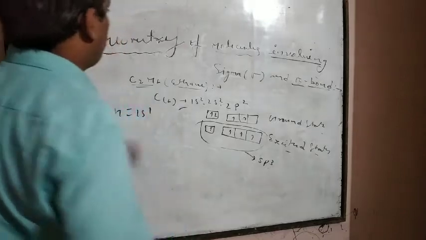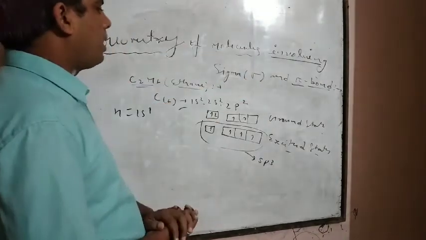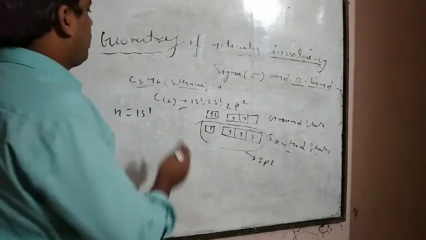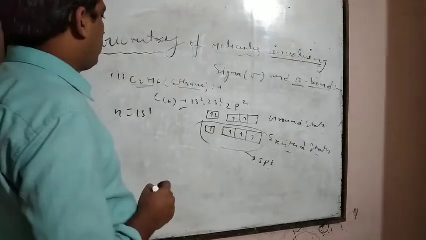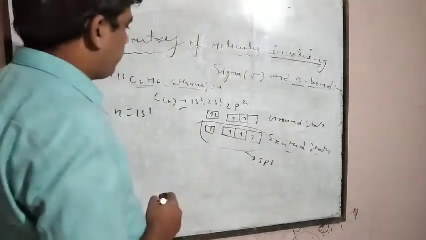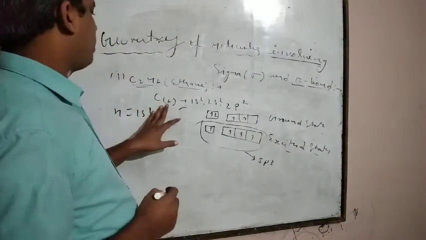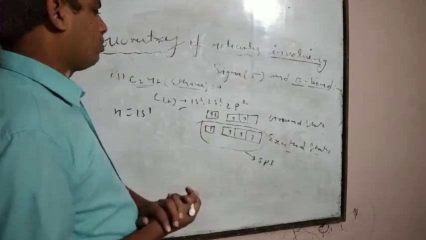Dear students, today we will discuss the geometry of molecules involving sigma and pi bonds. First, we will discuss the hybridization of carbon in C2H6. We know that the atomic number of carbon is 6, and its electronic configuration is 1s2, 2s2, 2p2.